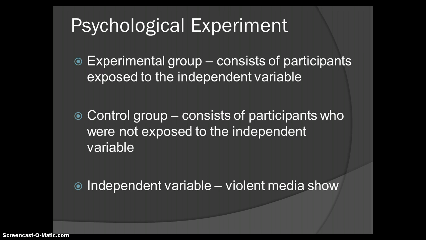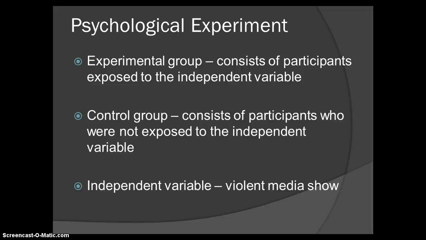There are other important components of the psychological experiment, and it's the types of groups that there are in an experiment. So the experimental group consists of participants who are exposed to the independent variable, while the control group consists of participants who were not exposed to the independent variable.